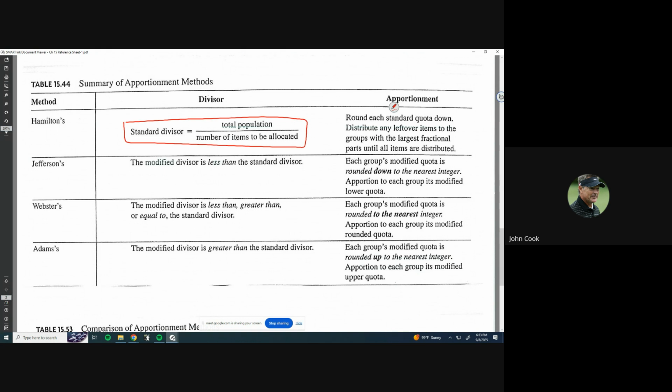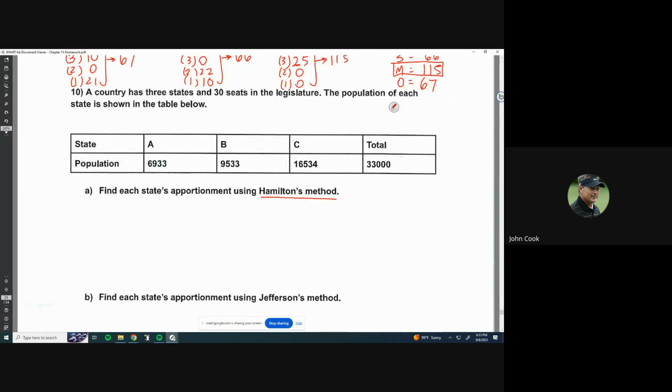All right, so we first need to find the standard divisor in Hamilton's method. To do that, we need to find the total population. In this case, it's the total population of people in all of the states, and then divide that by the number of items to be allocated. In this case, it's the number of seats that we're trying to distribute out. And that's typical of how the question is going to be phrased.